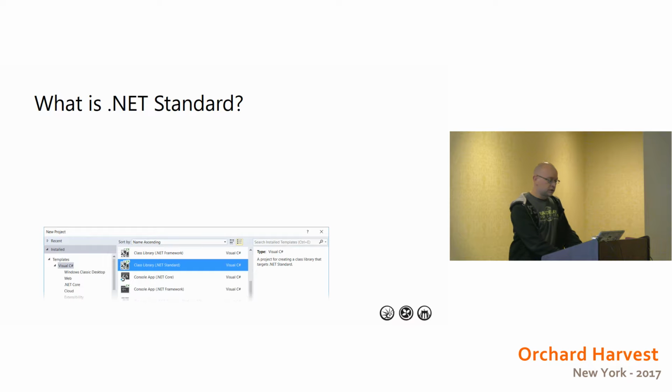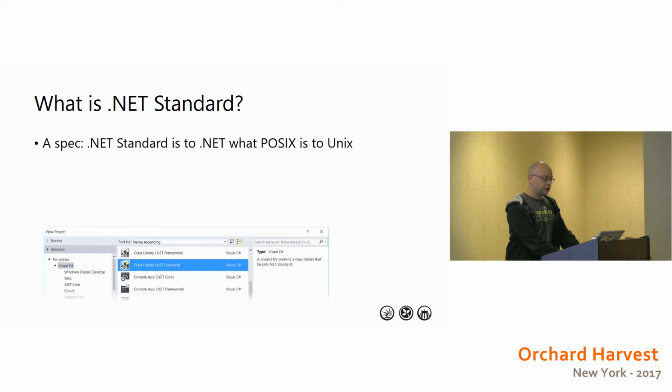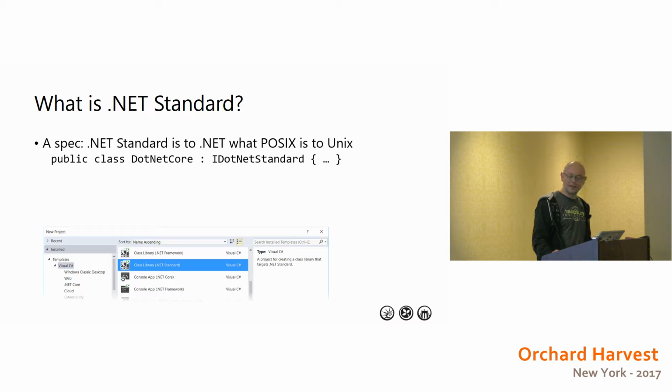Okay, so specifically, a way to see .NET Standard is if you're familiar with POSIX. Who is familiar with POSIX here? Okay, so it's a very useful metaphor that 5 persons in this room understand. So POSIX is a set of contracts that Unix implementations had to implement. And .NET Standard is also a set of contracts that .NET implementations have to implement.